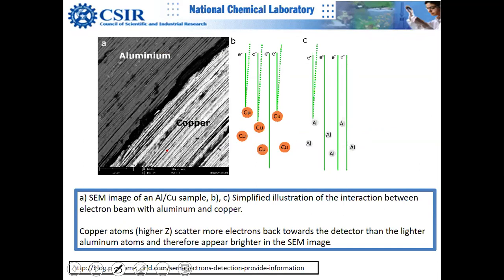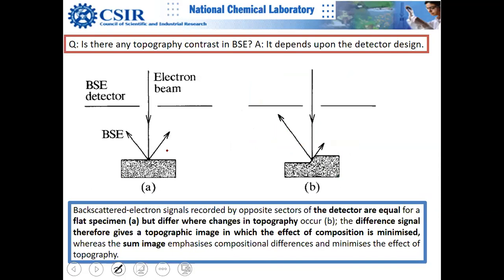So this example shows how you can differentiate between high Z and low Z elements. In this case, aluminum and copper. So obviously, you will get more scattering from copper. So that's why it looks brighter. Yeah, so you can see that it is advisable that you have a flat sample when you are trying to get backscattered information.